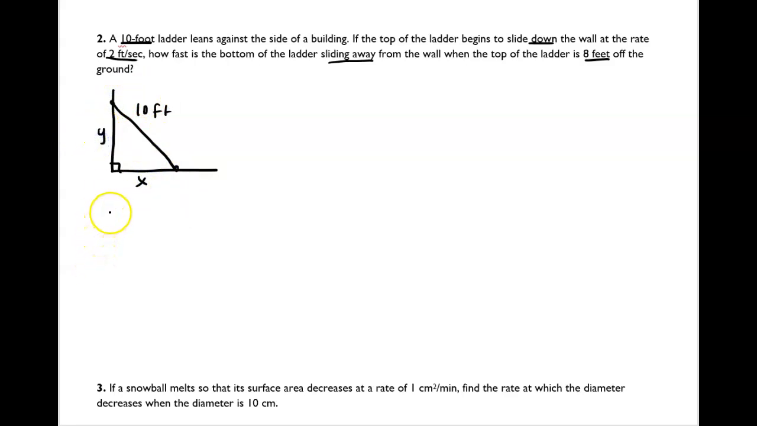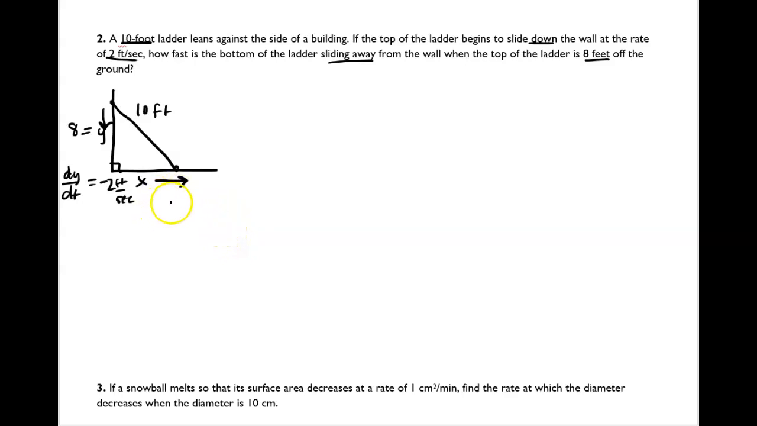So I know that I'm looking at when my y is equal to 8, but it's not always 8. I do know that I'm sliding down the wall at a rate of 2 feet per second. So for dy/dt, it's not just 2 though, it's actually negative 2 feet per second, because I'm sliding down the wall, my distance is decreasing. My x then is increasing. So my horizontal distance would be increasing if I'm sliding down the wall.